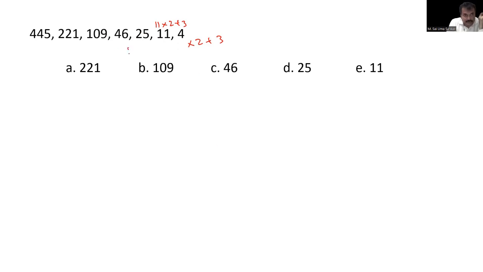Now, what is the next number? 25 into 2 plus 3 is 50 plus 3, 53, but I have 46 there. Suppose you take this as 53, then what happened? 53 into 2 is 106 plus 3, so that condition is satisfied. Suppose 46 is there, 46 into 2 is 92 plus 3, 95, but here what happened? 109 is there. So what is the wrong number in the sequence? That is equal to 46. Option C is the correct answer.